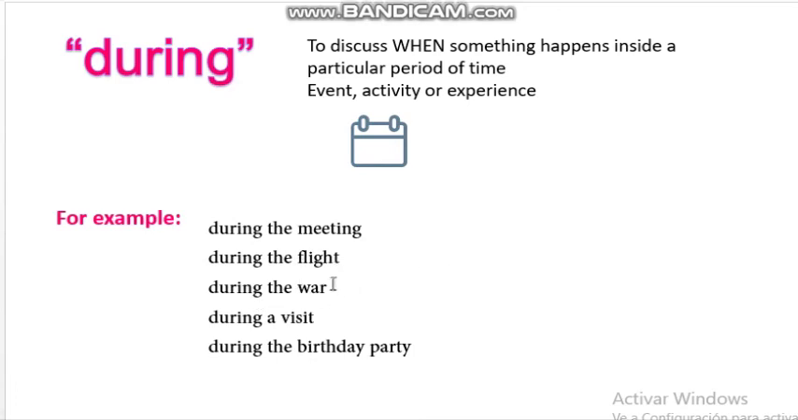During the war, as you know, the war has or had a period of time. In some cases they lasted years. So that's the period of time, the years that they lasted. During a visit, the visit is the same, a period of time. During the birthday party, the party was at night, for example, and it lasted almost 4 hours. That's the period of time. Can you see the difference?